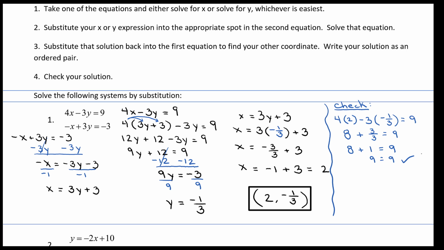This checks out. Next, we're going to check in the second equation, negative x plus 3y equals negative 3. So this will be negative 2 plus 3 times negative 1/3. And we're checking to see if this is equal to negative 3. Negative 2 minus 3/3. Is this equal to negative 3? This is negative 2 minus 1. And yes, this is equal to negative 3. It checks out. So yes, I am positive that this is the correct solution to this system.